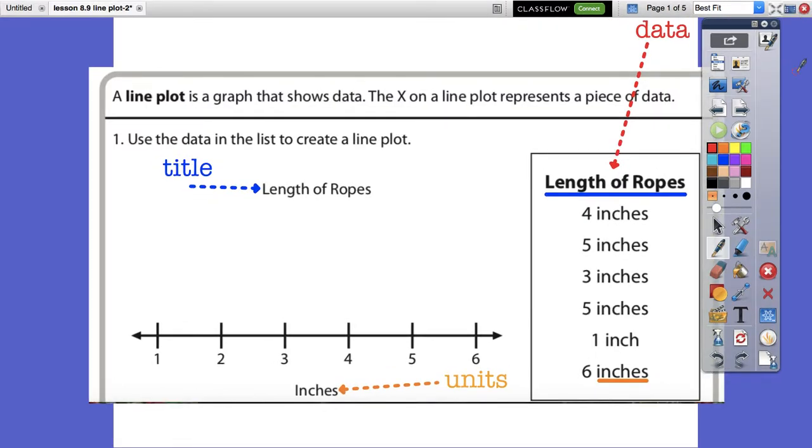Today we are going to learn about line plots. A line plot is a graph that shows data. The X on a line plot represents a piece of data. So there's three important parts to a line plot that we need to know.